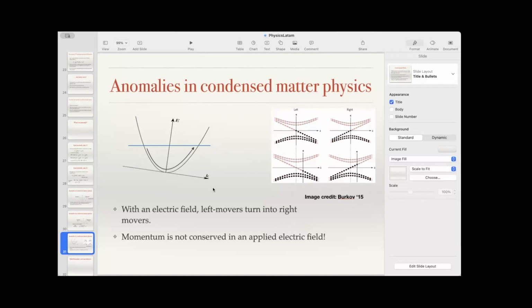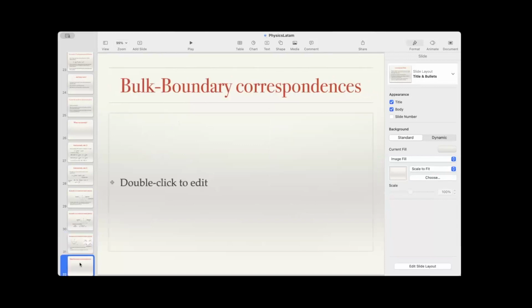Okay. So this is the condensed matter version of the axial anomaly, and it's telling us something that is not mysterious at all, which is basically that when we apply an electric field in, say, a one-dimensional system, momentum is not conserved. Okay. All right.